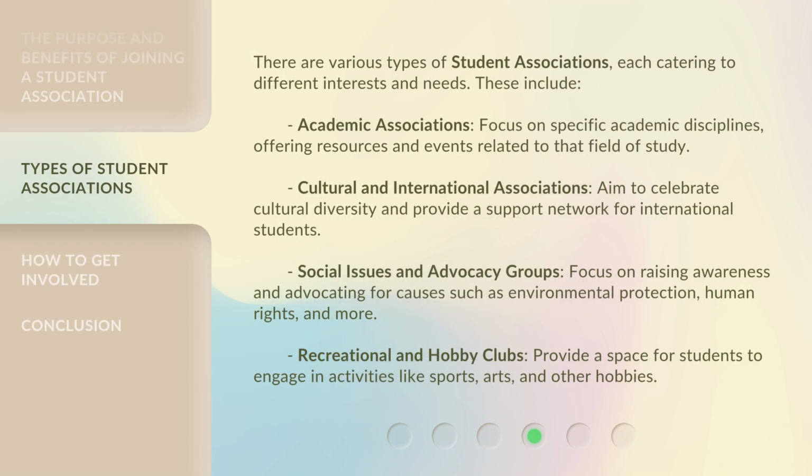There are various types of student associations, each catering to different interests and needs. These include academic associations, focused on specific academic disciplines, offering resources and events related to that field of study. Cultural and international associations aim to celebrate cultural diversity and provide a support network for international students. Social issues and advocacy groups focus on raising awareness and advocating for causes such as environmental protection, human rights, and more. Recreational and hobby clubs provide a space for students to engage in activities like sports, arts, and other hobbies.